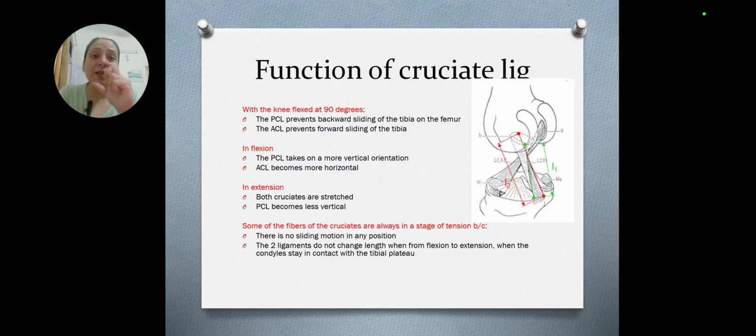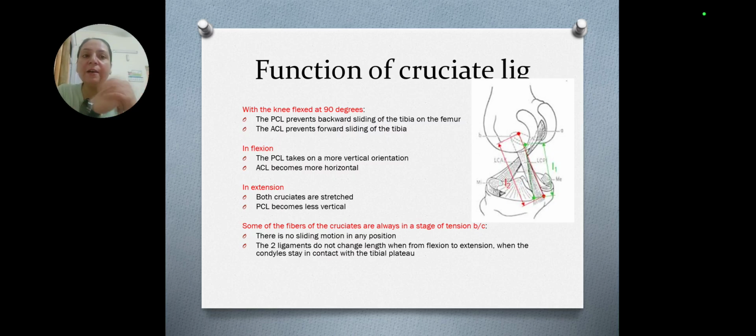This orientation is helpful during flexion and extension. When the knee is 90 degrees flexed, we also remember that the anterior cruciate ligament is restraining the anterior translation of the tibia, and the posterior cruciate ligament is preventing the posterior translation of the tibia. So this is the first function which the cruciate ligaments are doing. One, when the knee is flexed to 90 degrees, the PCL is preventing the posterior gliding of the tibia on the femur, and the ACL is preventing the anterior translation of the tibia on the femur.